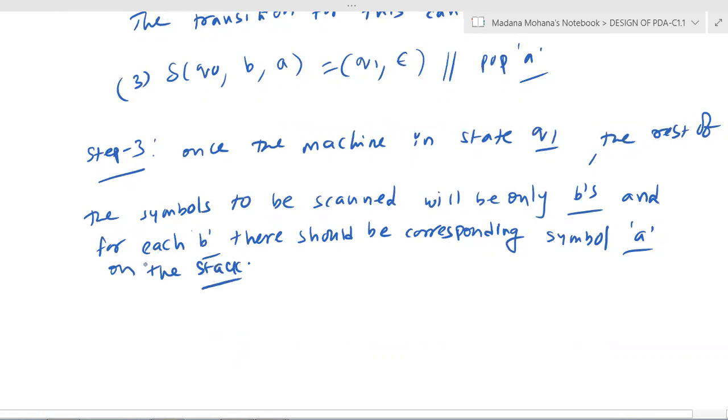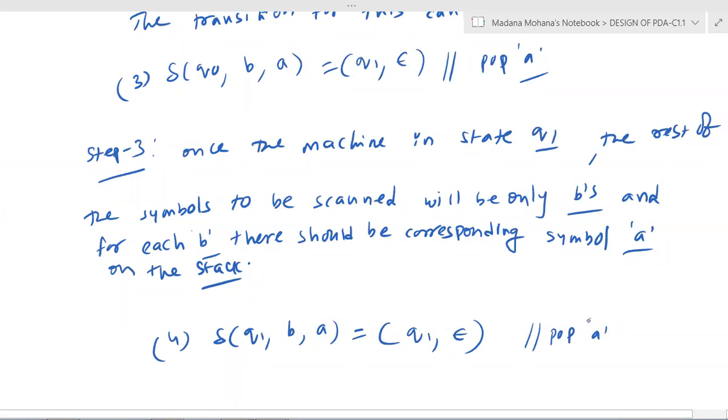Then if there is a matching A on the stack, the machine remains in the same state. Then it erases one A from the stack. Therefore, this is the transition corresponding to this one. Now you are at Q1 state. Your input is B. Your top of the stack is A again. Here we can't change the state. You will be at Q1 only. Now A is popped by seeing the input symbol B again with epsilon.